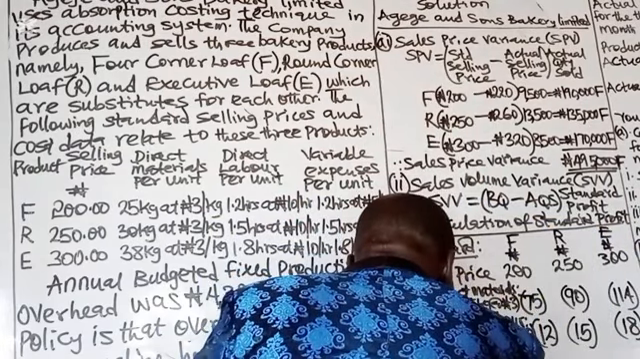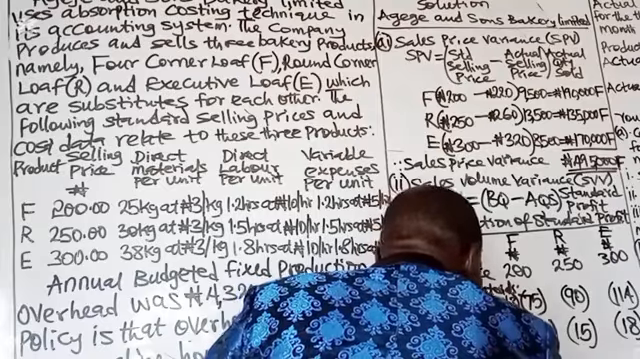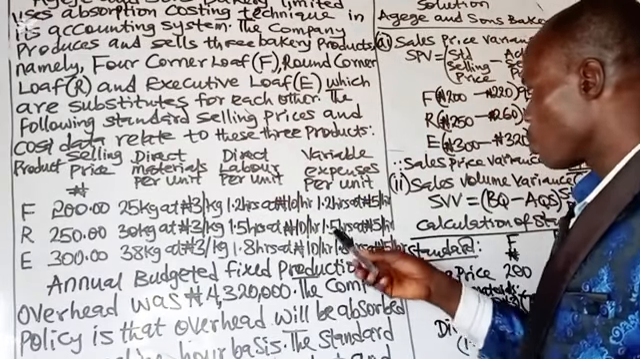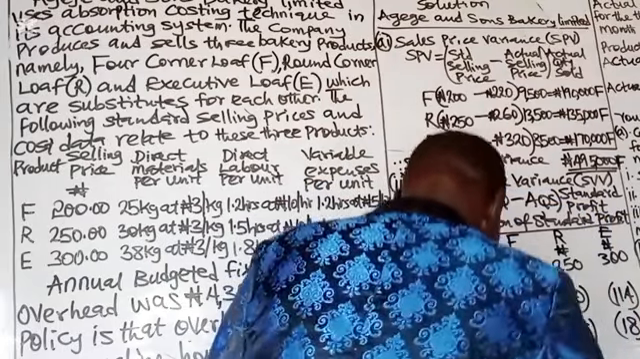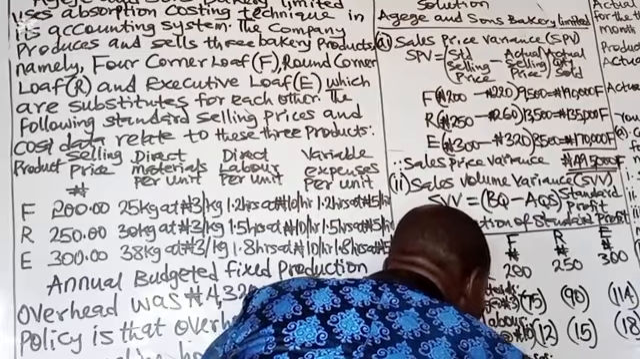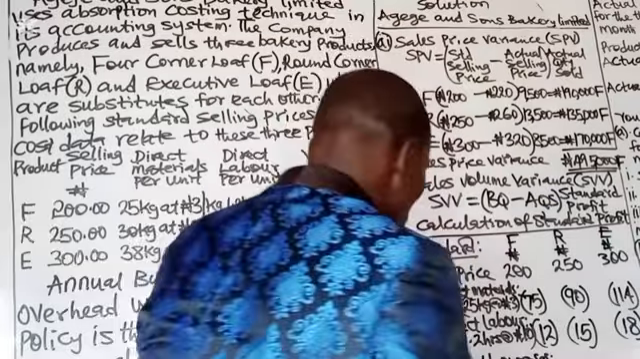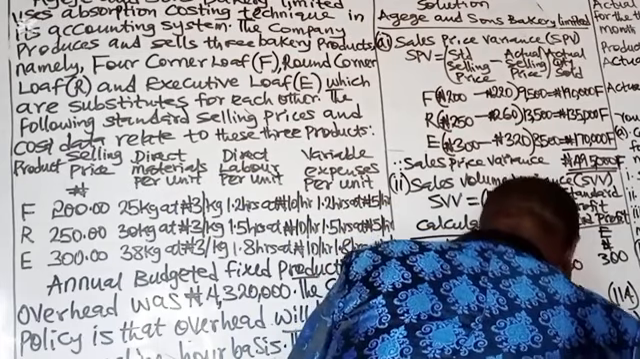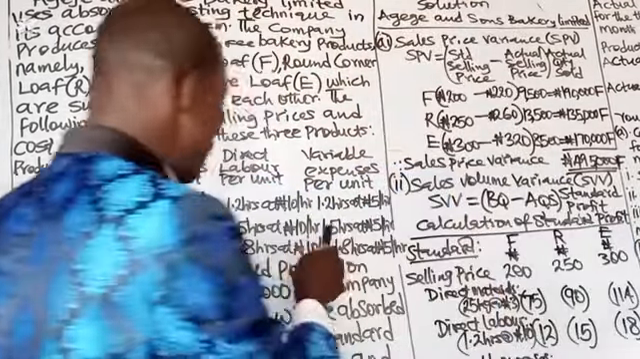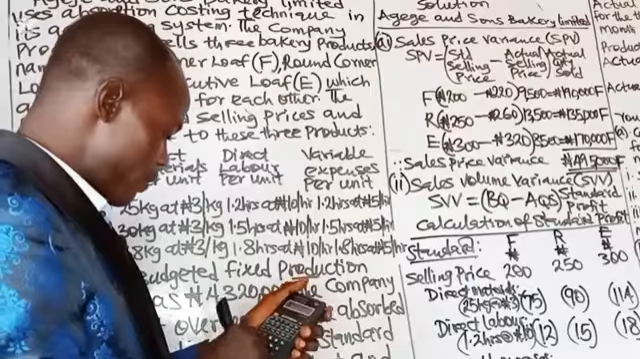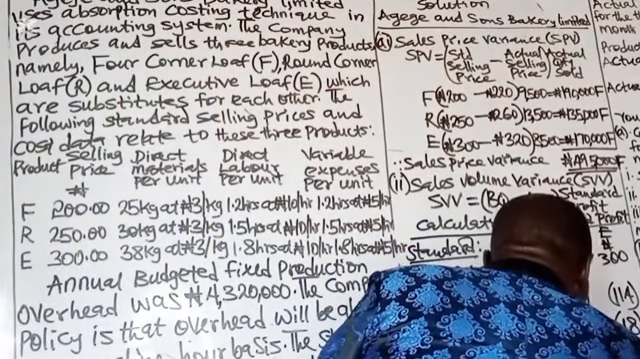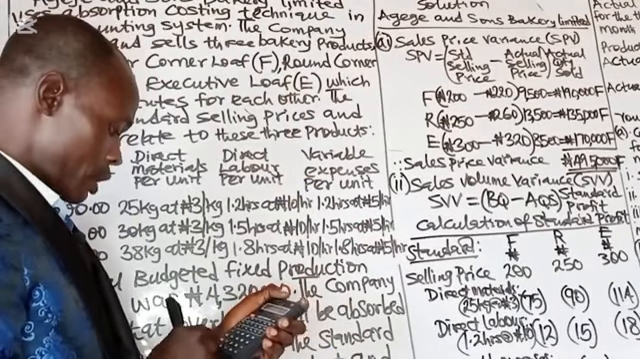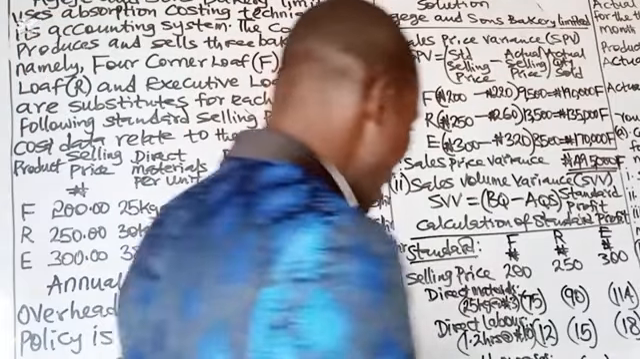Variable expenses. We have 1.2 hours at 5 naira per hour. 1.2 times 5 gives us 6 naira. Then we also have 1.5 at 5 naira. 1.5 times 5 gives us 7.5. Then we also have 1.8 at 5 naira. 1.8 times 5 gives us 9 naira.